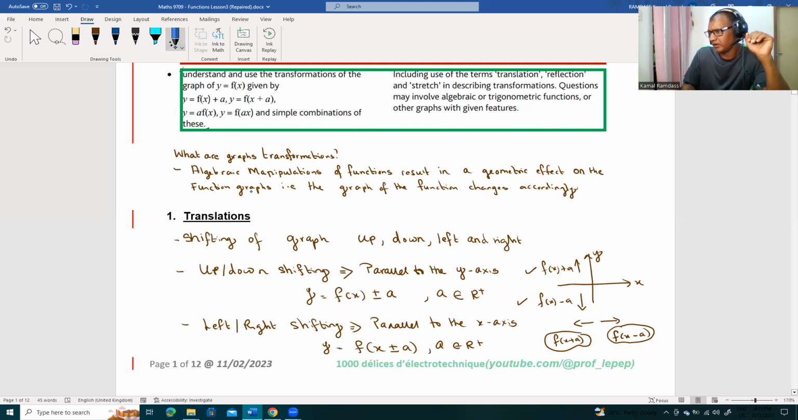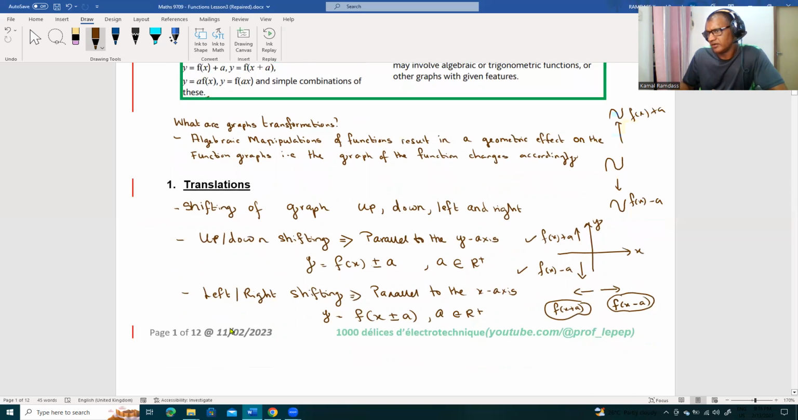OK? Et là, si mon graphe est comme ça, et si j'ai envie de descendre en bas, je peux dire f of x minus a, où a is positive, pour me descendre en bas. Si j'ai envie de monter là-haut, je peux faire f of x plus a. Vous montez là-haut.